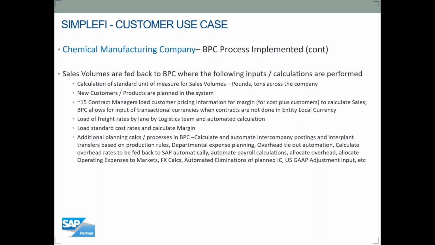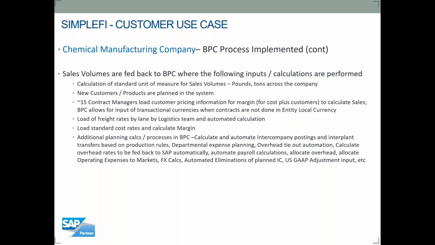As I mentioned earlier, you've got these contract managers who review the volume plan. They're also the people responsible for loading the pricing information. Mostly for this company, they load margin. They have a selection as to whether they want to plan individual customers by margin or by price. It defaults to margin because, for the most part, they pass through their underlying costs plus a penny per pound margin.